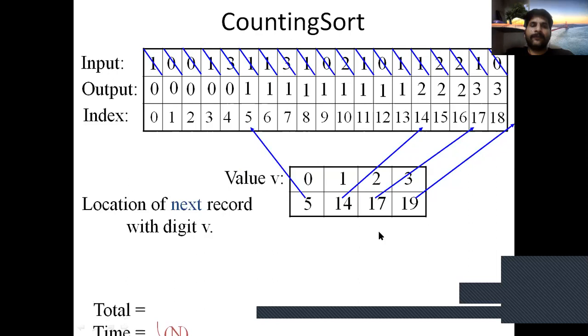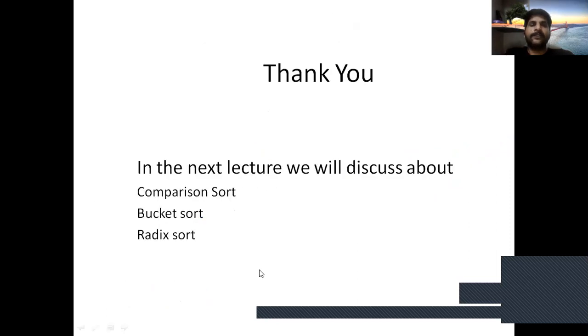So the total time of this algorithm depends upon n plus k. n is the total length of the array and k is the largest element. So the total time complexity of the counting sort algorithm depends on the value of k. If n is greater than k, then the time complexity is order of n.